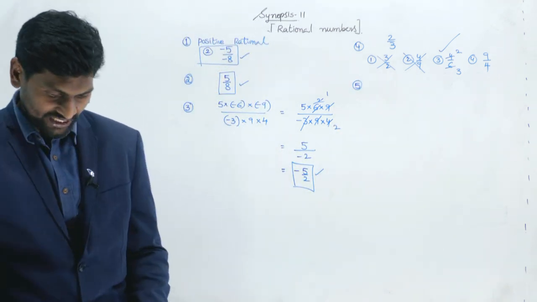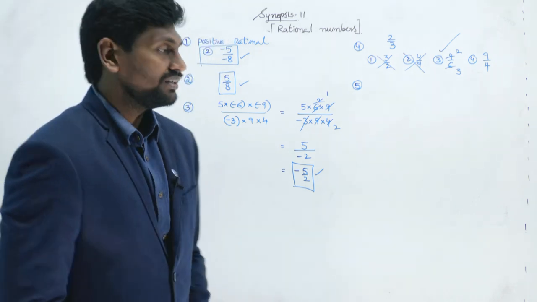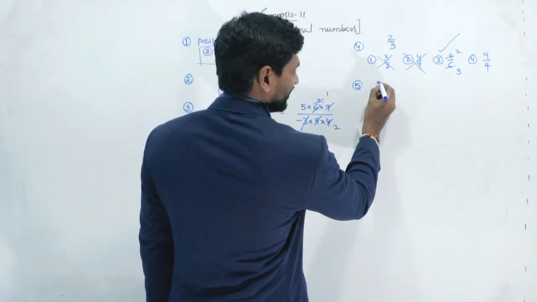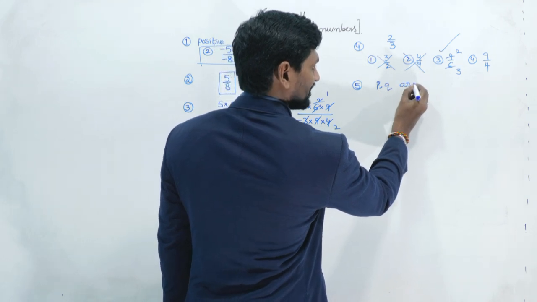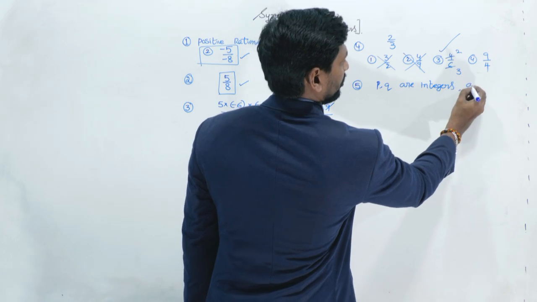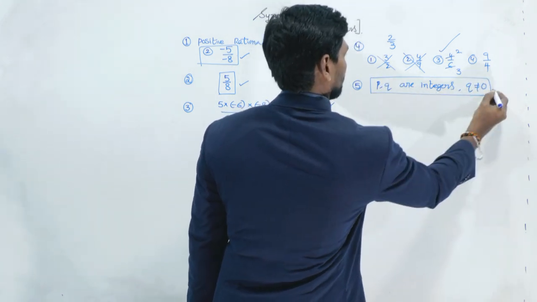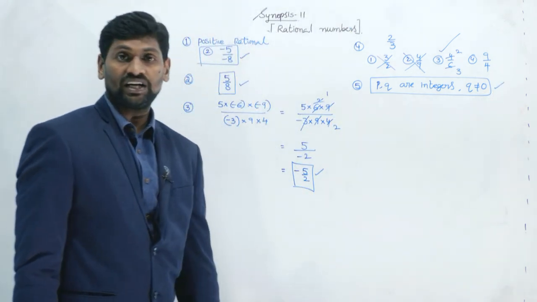Okay, now? Right. Next, question number 5. The fifth question is: in a rational number p by q, where p, q are called... Yes, p and q. The definition I said: p and q are integers and q not equal to 0. This is our required option.